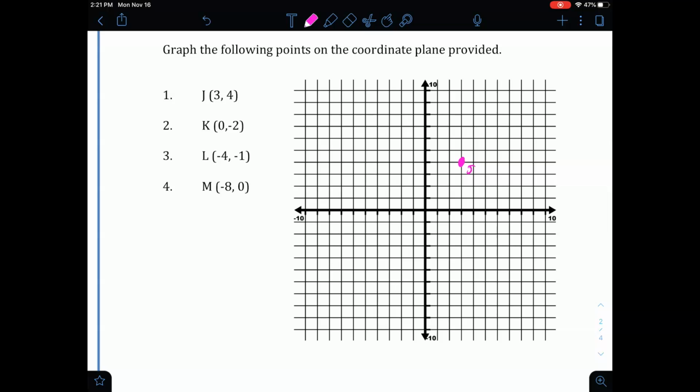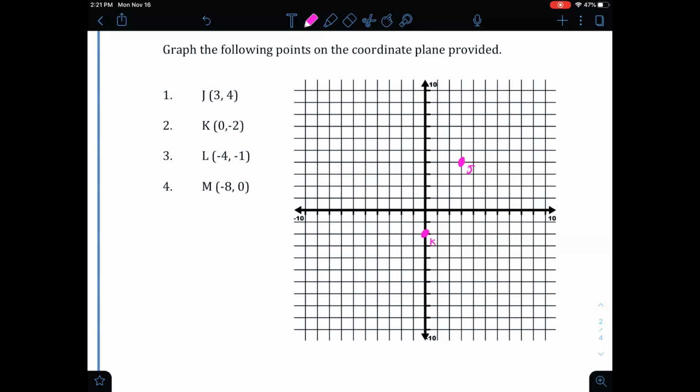Okay, 0, negative 2. Now this is tricky. It's either going to be left 2 or down 2. Which one is it going to be? Well, the first number is 0, which means do not go left or right at all. And the second number is negative 2, so we're actually going to go down 2 and put a point here, okay? So like I said, that's our K. The first number is left or right. So if it's 0, negative 2, it means don't go left or right at all. It means go down 2. If we had negative 2, 0, that would be left 2 and then stay on the x-axis.